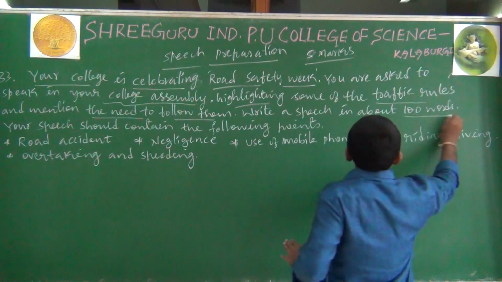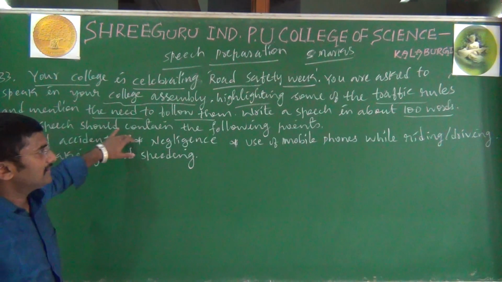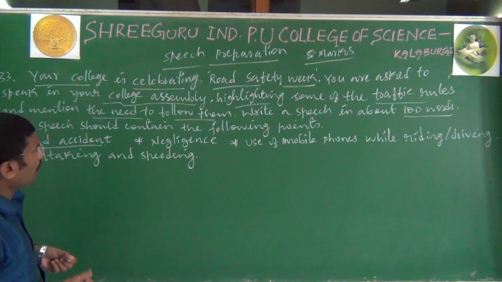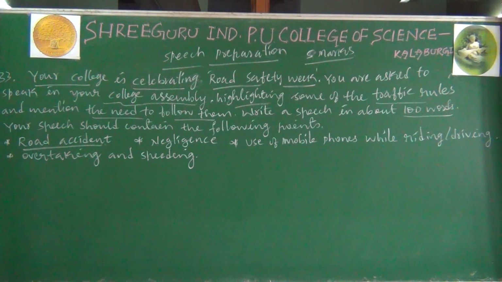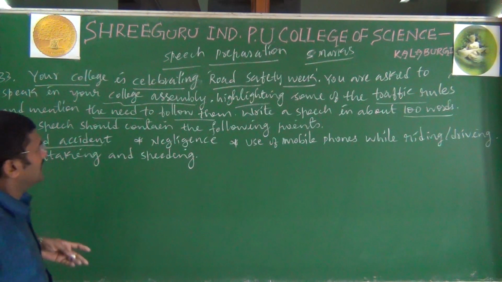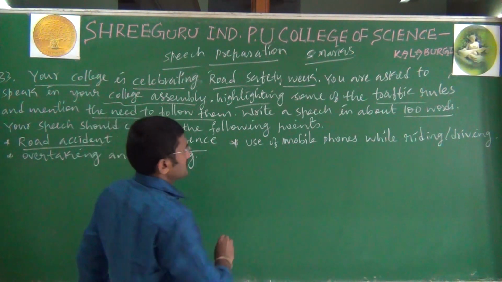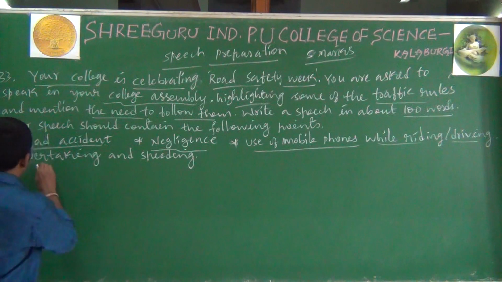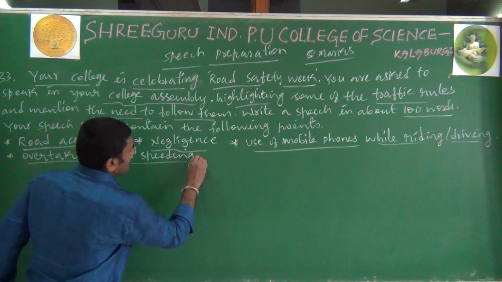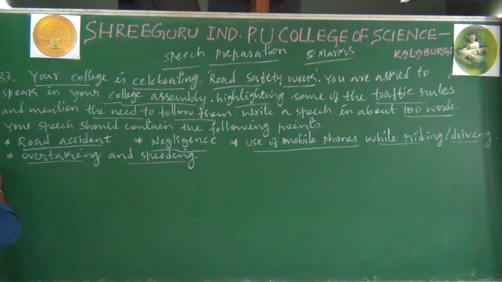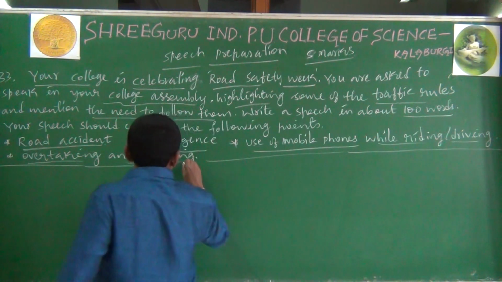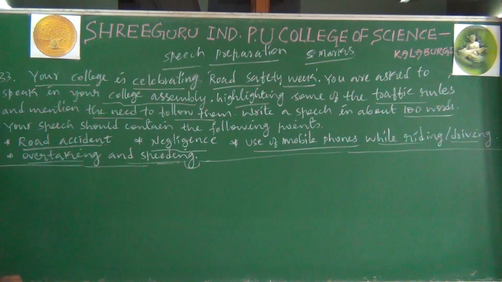Write a speech in about 100 words. Your speech should contain the following points. Number 1 is road accident. Number 2 is negligence. Number 3 is use of mobile phones while riding or driving. Next, the 4th one, overtaking and speeding. So let us begin the speech preparation here itself. Based on the given key points, you will have to prepare the speech.